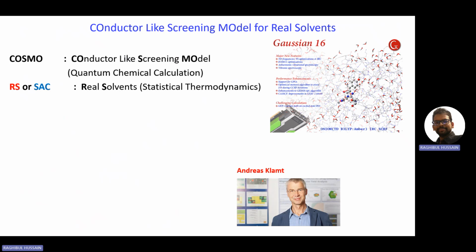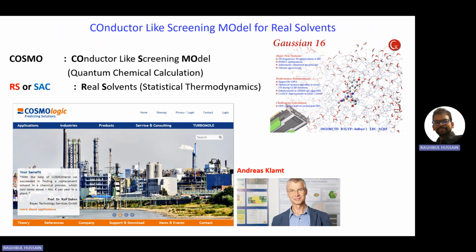So he actually pioneered this COSMO file, Klamt. And then he started this company, COSMOlogic, but I think this is no more there. This is now under Dassault Systèmes. So he has sold this company. Initially, he started with COSMOlogic. So in COSMOlogic, you can do both of them, the COSMO as well as SAC calculation.